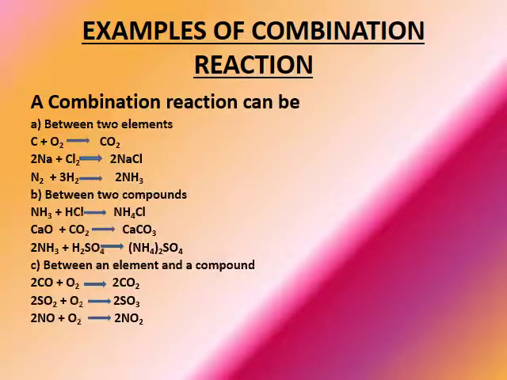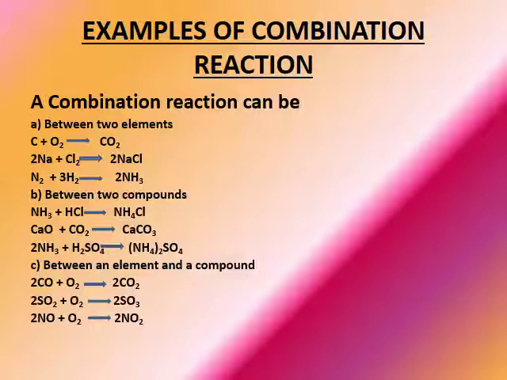A combination reaction can be between two elements. Carbon reacts with oxygen to form carbon dioxide. Sodium reacts with chlorine to form the compound sodium chloride, NaCl. Nitrogen reacts with hydrogen to form the compound ammonia, NH3.